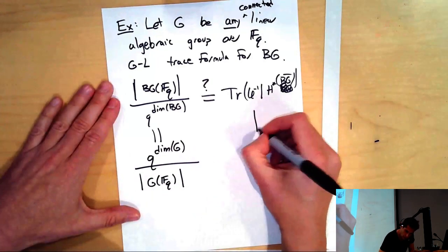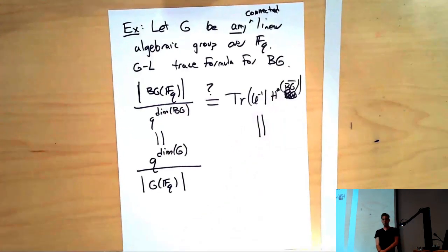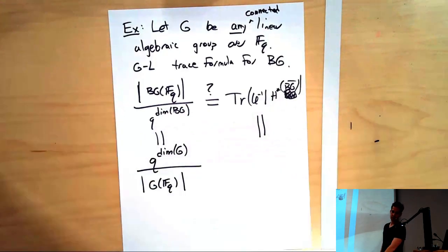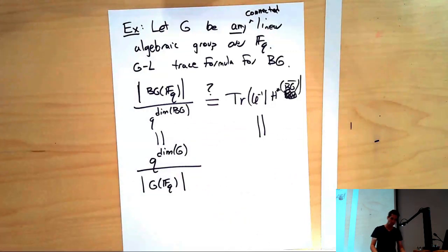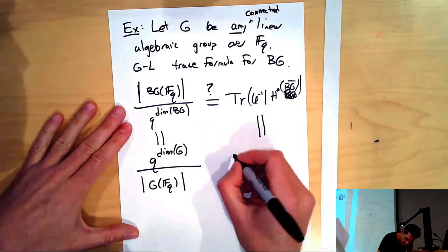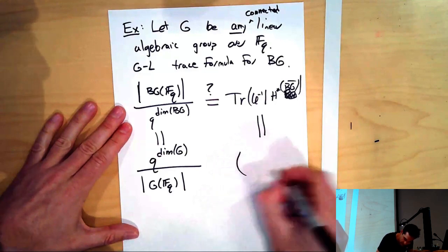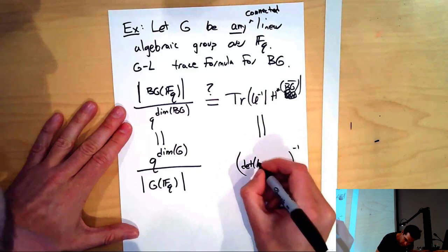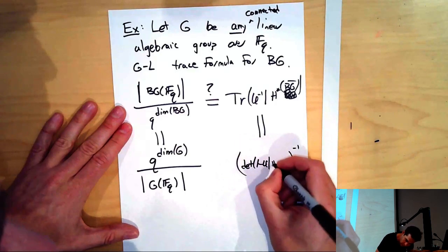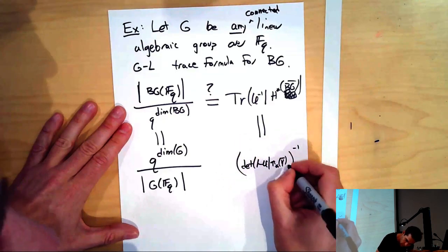Okay, and now what about the right-hand side? Well, the right-hand side is something that we just computed in terms of the action of Frobenius on the homotopy groups of BG. So this can also be written as, there's an inverse here, but the determinant of 1 minus Frobenius on the homotopy groups of Y bar with QL coefficients.